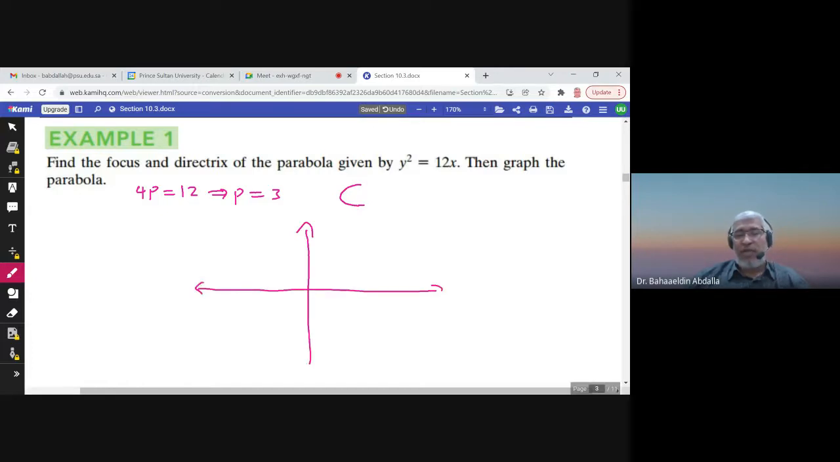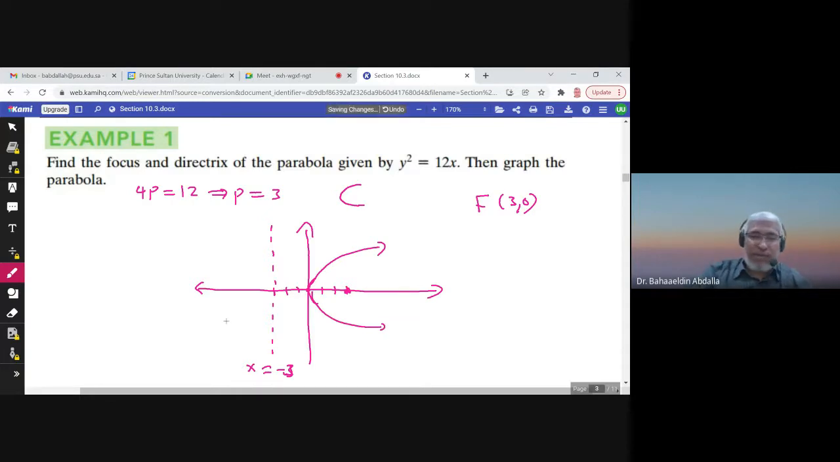Of course, the vertex is (0, 0). We start at the vertex. And now the absolute value of p is 3. So I go 3 units to the right. This would be the focus. So the focus has coordinates (3, 0). And I go 3 units to the left, and I draw the directrix. The directrix has the equation x equals negative 3. And the parabola opens to the right. So this is the graph of this parabola.